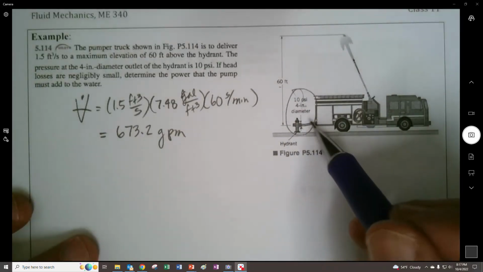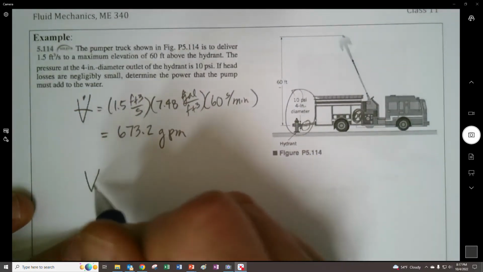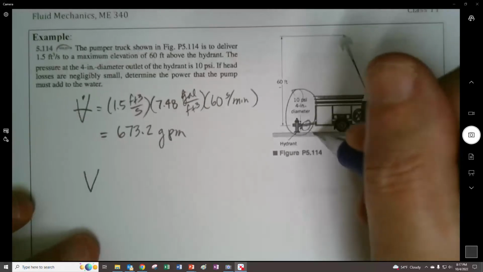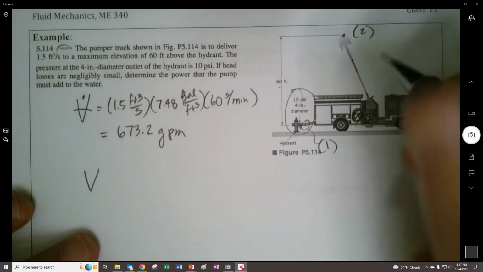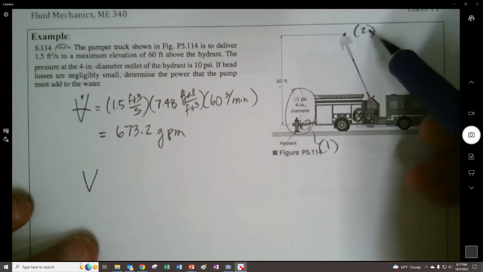One thing I do want to know is what the velocity is going to be right in there. So the velocity, and we're going to call this state 1, it's good to number these, and that's going to be 2. So we're going from state 1 to state 2 right here.